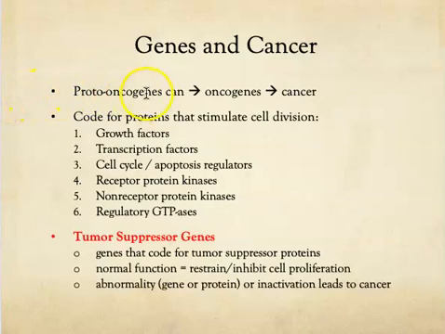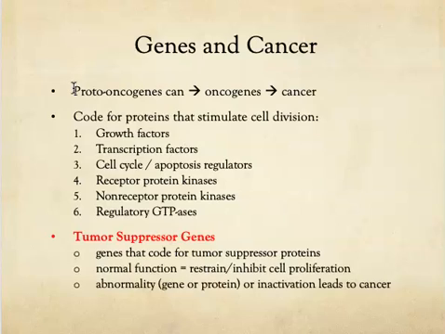Remember, proto-oncogenes code for proteins that tend to stimulate cell division. We said that these proteins fall into 6 groups: growth factors, transcription factors, cell cycle regulators, particularly those that are involved in apoptosis, receptor protein kinases and non-receptor protein kinases, and finally, regulatory GTPases.